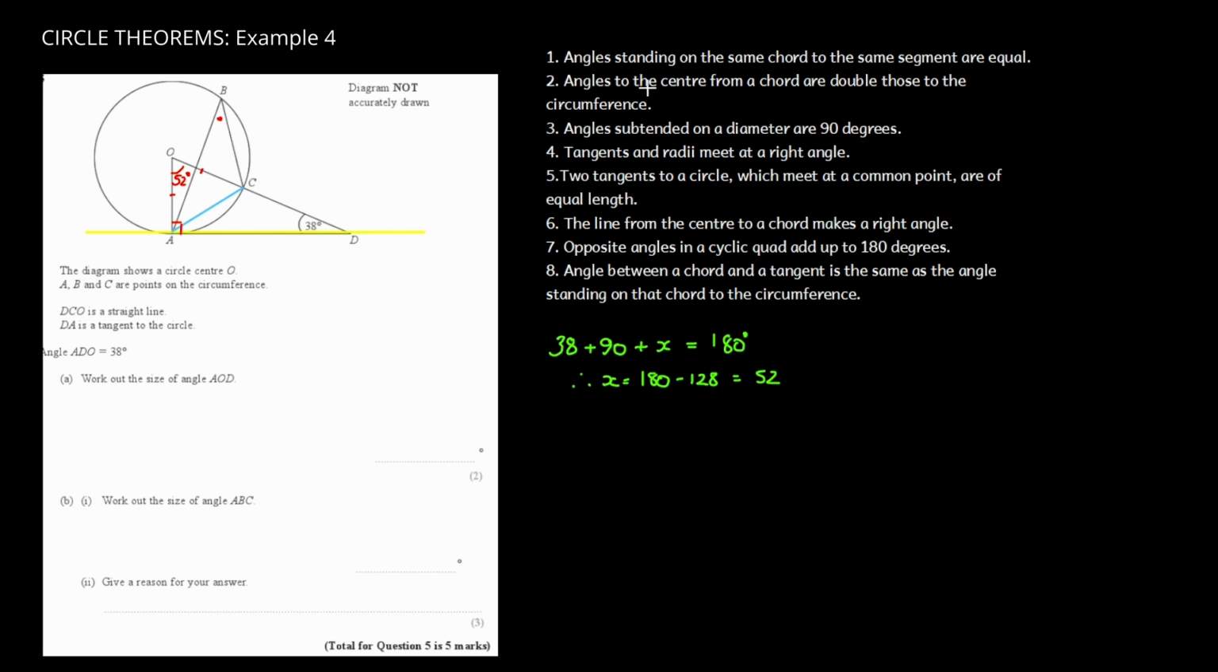Circle theorem 2 says angles to the centre of a chord are double those at the circumference. So this angle here that they need us to find is simply, let's call it y, is equal to 52 divided by 2, which is equal to 26 degrees. So this angle up here is 26 degrees. And that's it. But they ask us to give a reason for the answer, and you just need to quote the relevant circle theorem, which is this theorem up here, which is number 2.